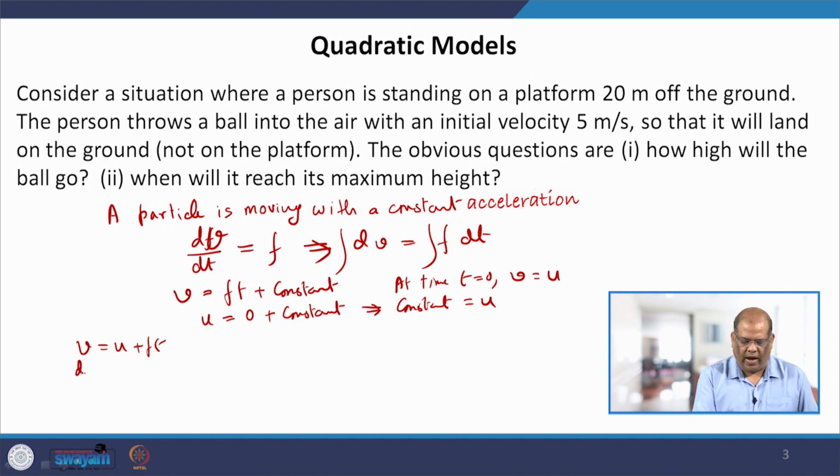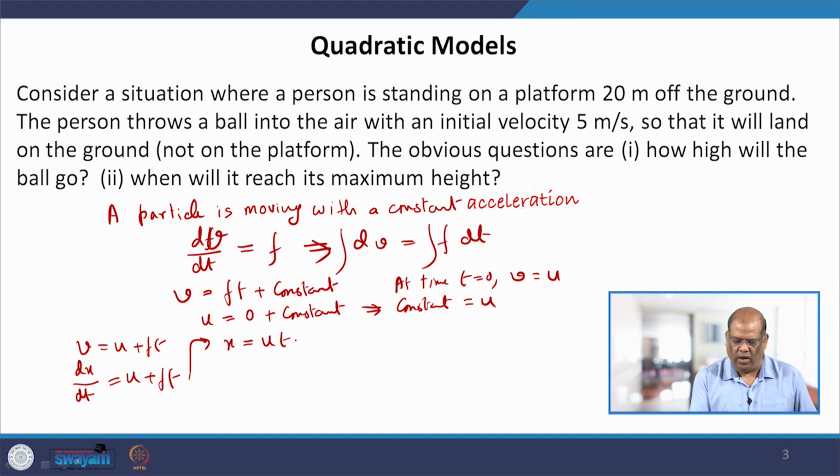Then v is the rate of change of distance with time. So, it is dx/dt, which is equal to u plus ft. If I integrate, I get x equal to ut plus half ft square plus some constant. Again, I apply the initial condition, say at t equal to 0, you have x equal to 0. If I substitute, I will get my constant to be equal to 0, and you get the formula x equal to ut plus half ft square.